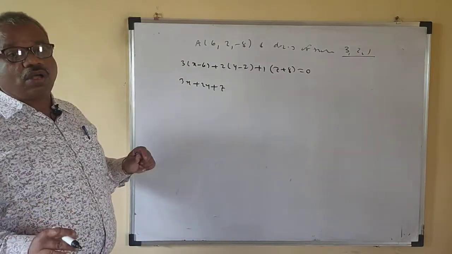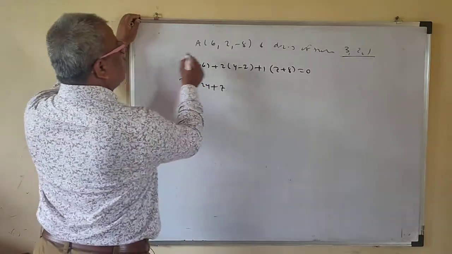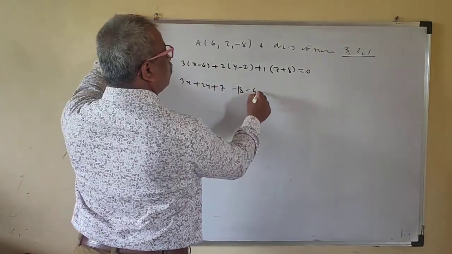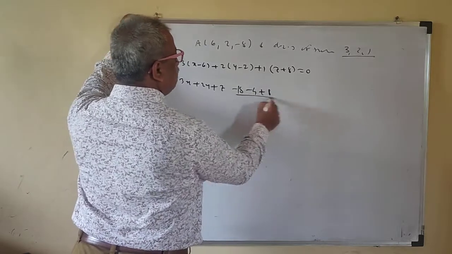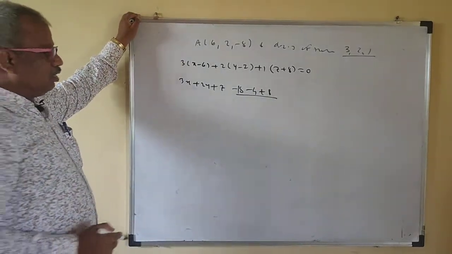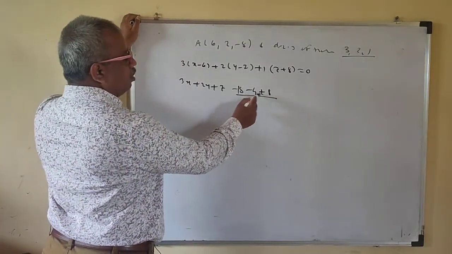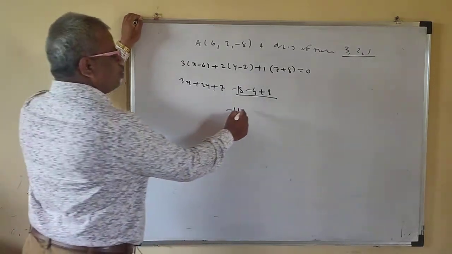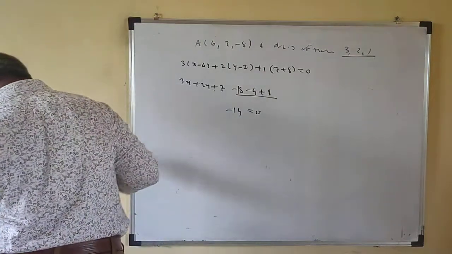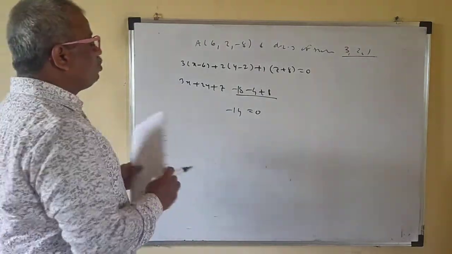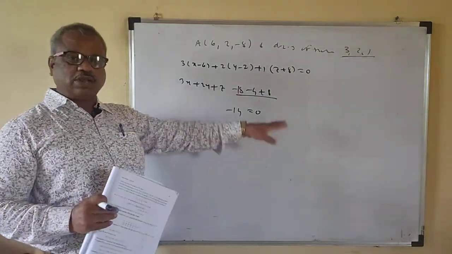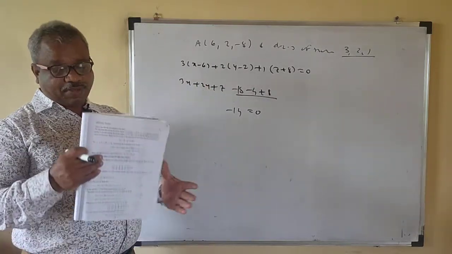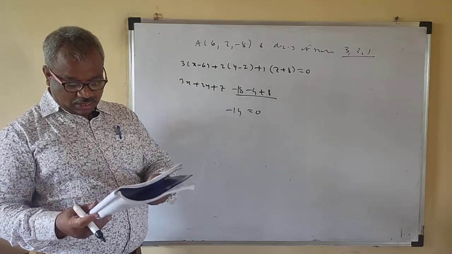You have to collect only the constant term. So the constant is what? −18 − 4 + 8, which is −8, so this is −4, this is +4, again this is −14. So −14 = 0 is your required equation of the plane. We just have to check whether −14 or 14 is there. That will be your equation of the plane. Within a minute you can find this.